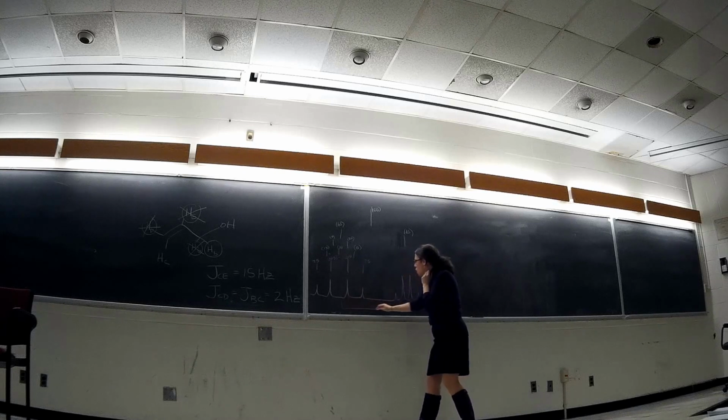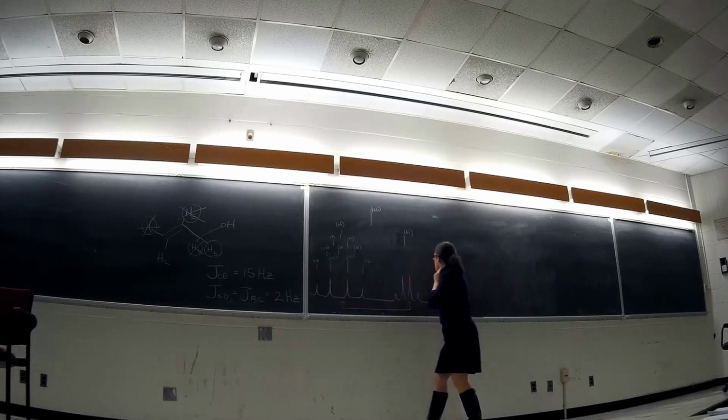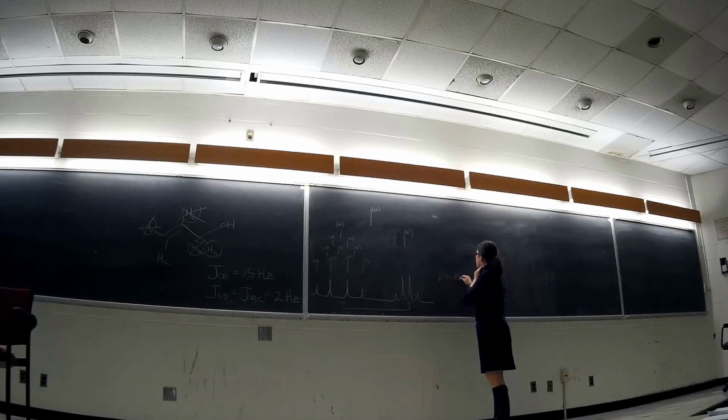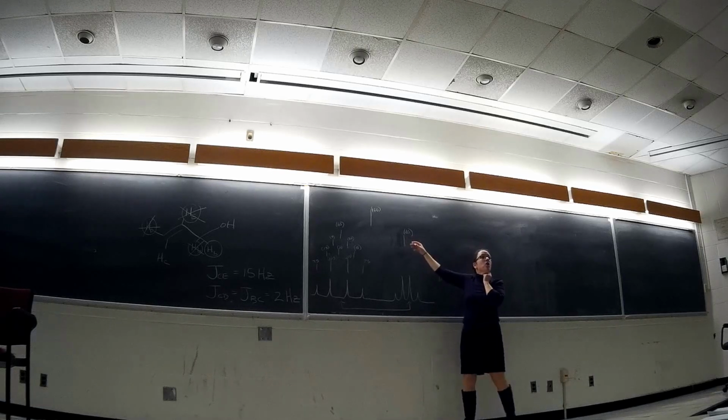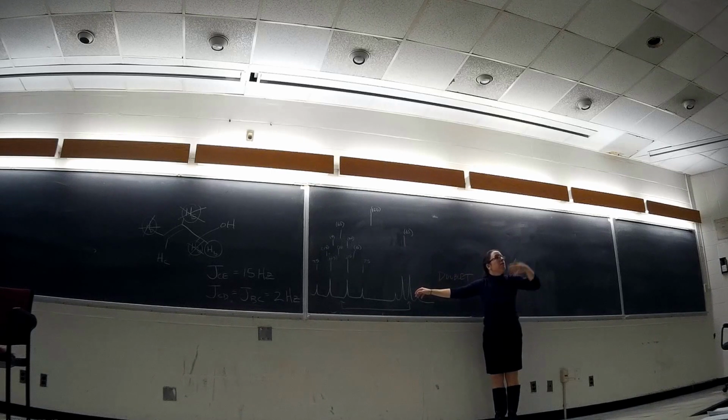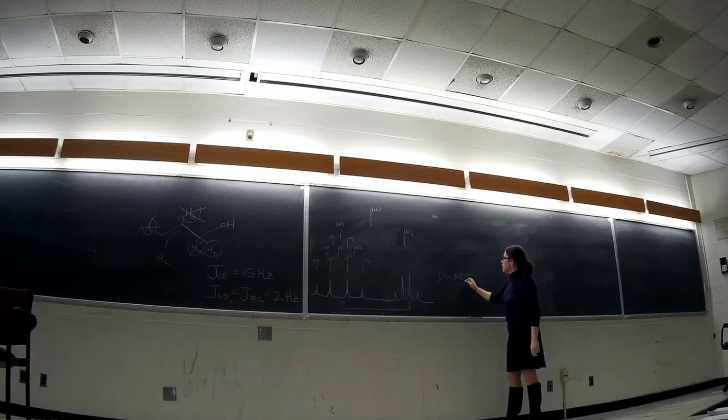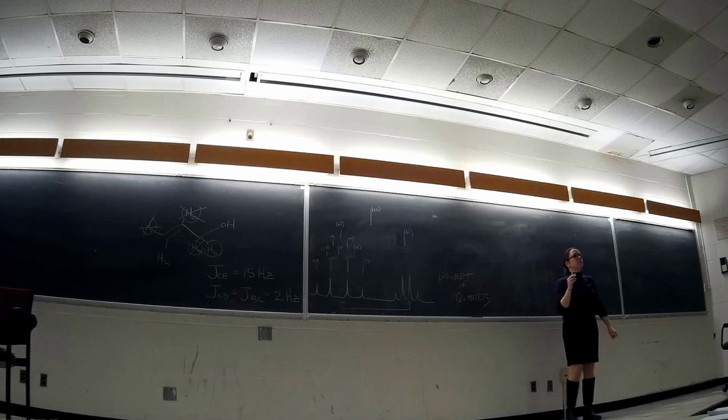And this is called a doublet of quartets. A doublet, because they split into a doublet first, and then all of these were the same. 3 of them were the same. 3 plus 1 is 4, a quartet. So it's a doublet of quartets. Okay? Everyone see that? Yeah.